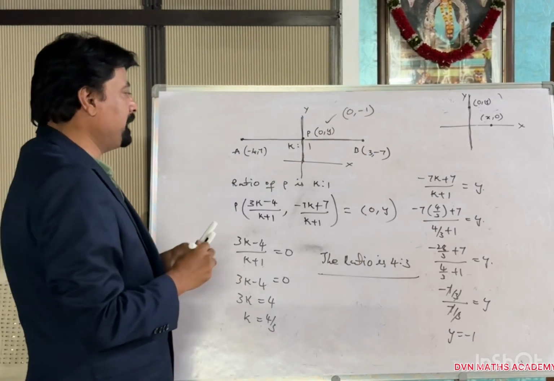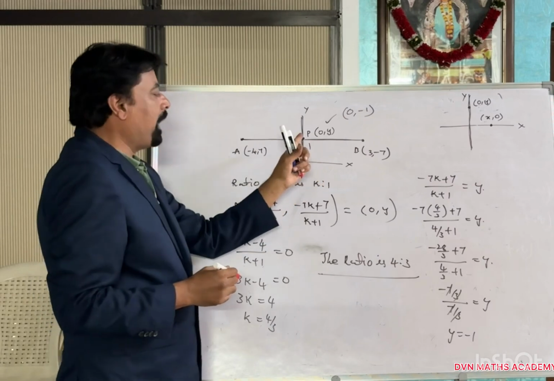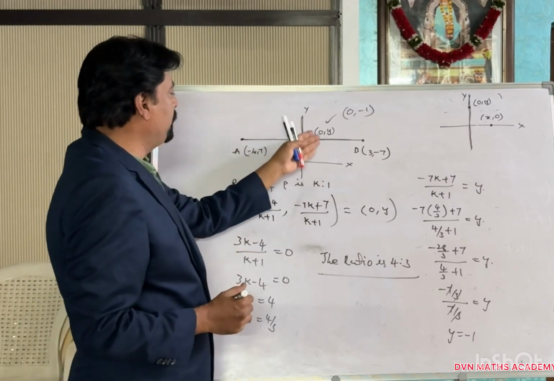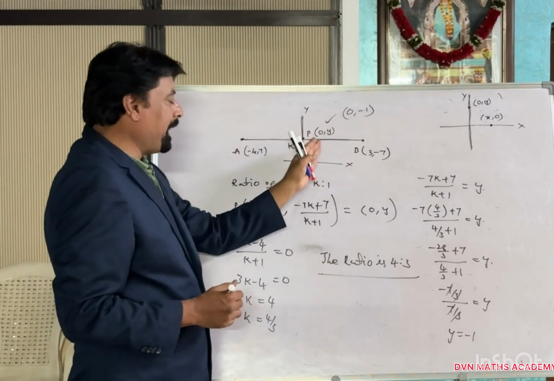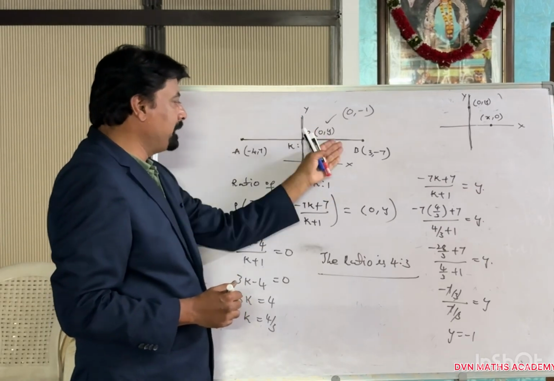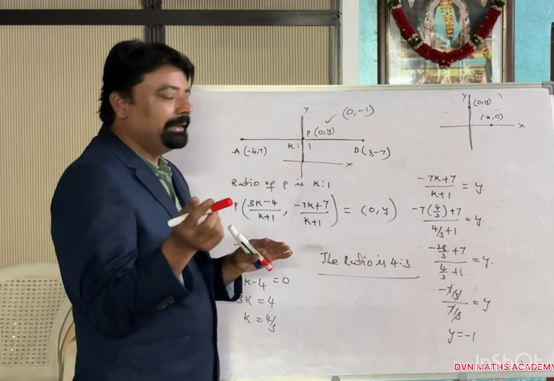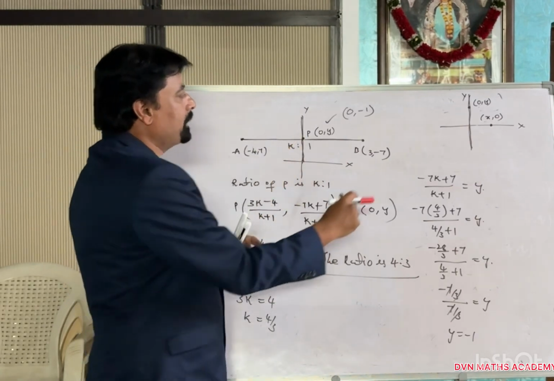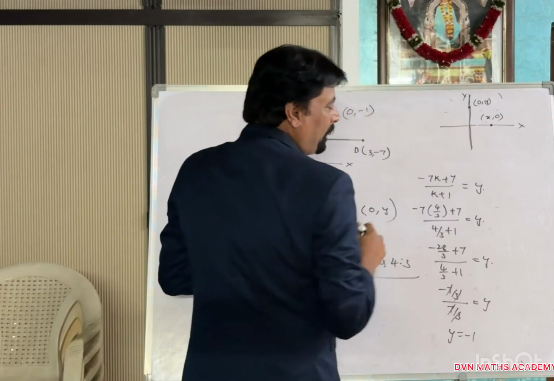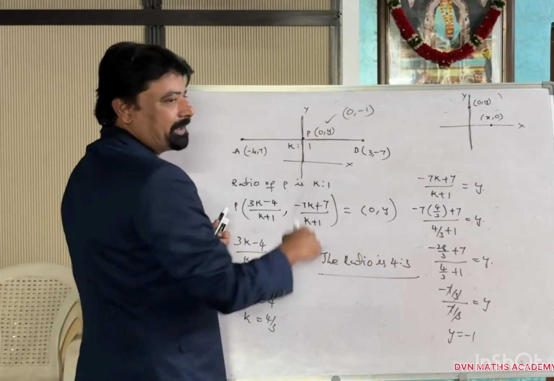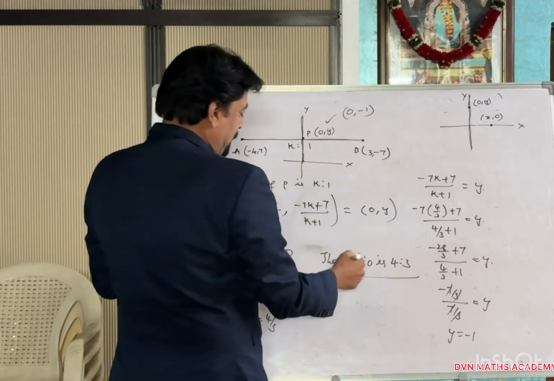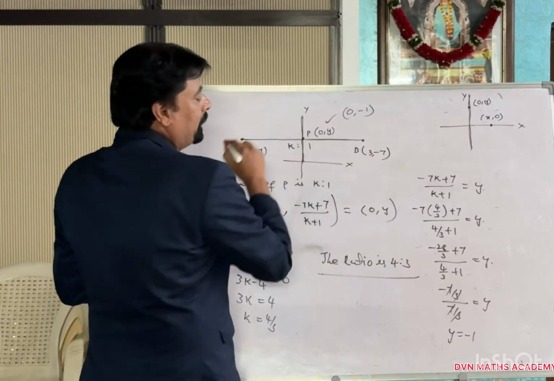So by this information, we can find the ratio and also the point on the y-axis. Sometimes the line is divided by the x-axis. Sometimes he will give that the line is divided by the x-axis. In that case also, what is the ratio and what is the point on the x-axis? The point on the x-axis you take as (x, 0). The ratio is the same, k is to 1. Just find the ratio, then substitute that k value in the second coordinate, and you will get the value of x.